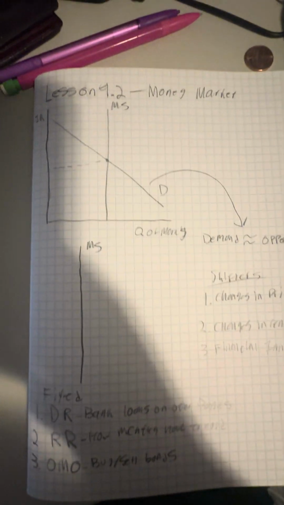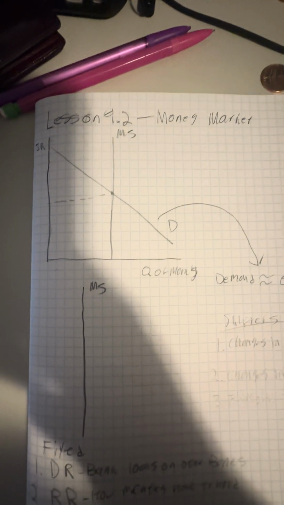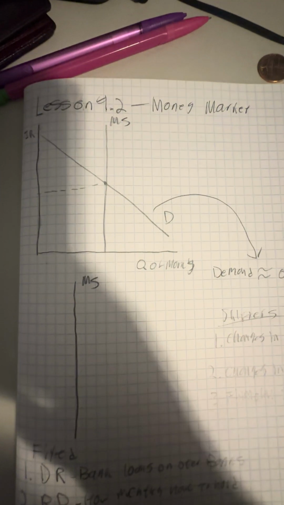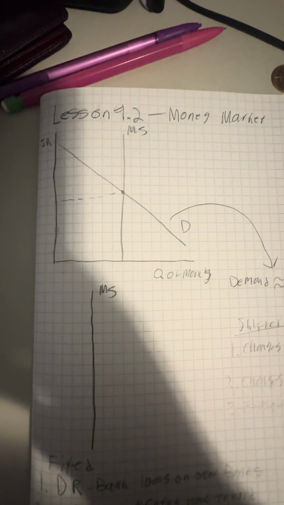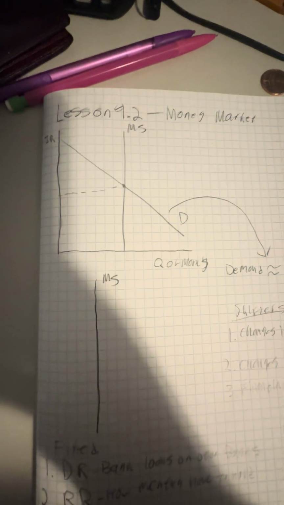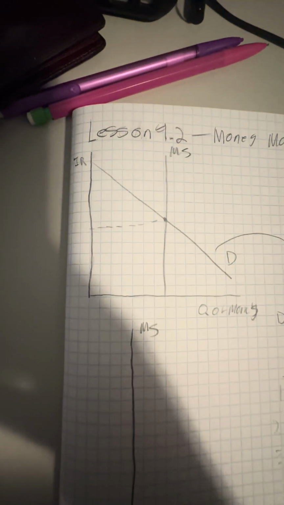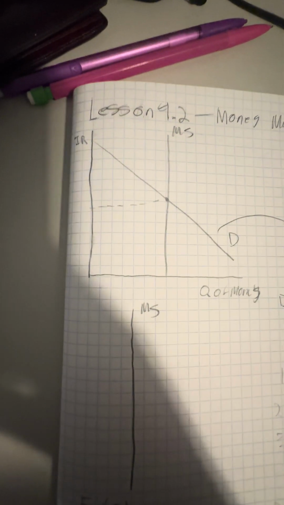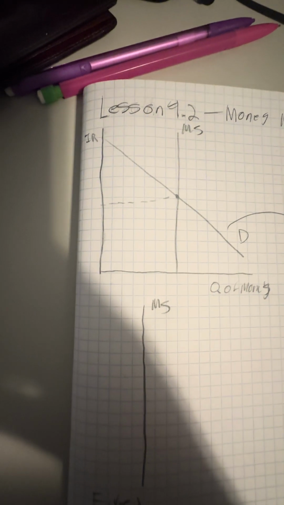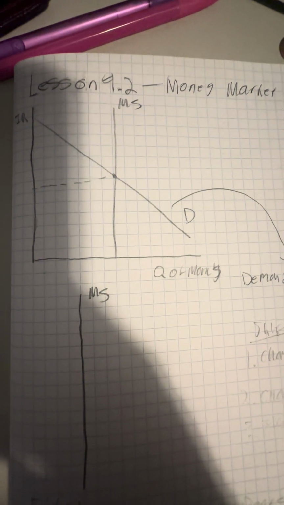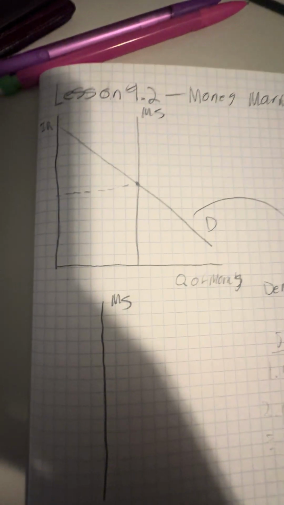Today we're going to be going over lesson 4.2 regarding the money market. So first of all, what is the money market? The money market is basically, it shows the relationship between interest rates here and the quantity of money here. The interest rates, or nominal interest rates, are basically your opportunity cost. It's basically what you could have earned at the time if you invested your money in something. And here, the quantity of money is basically how much money is in the economy that people are holding.